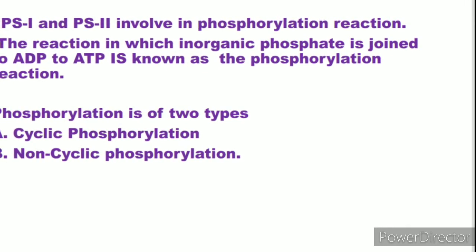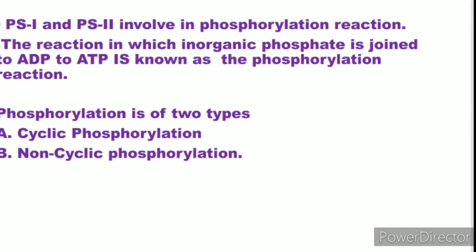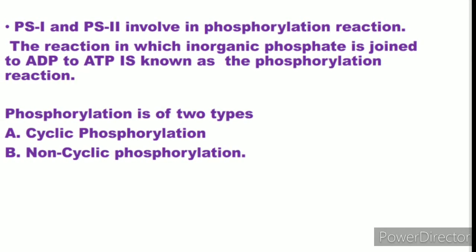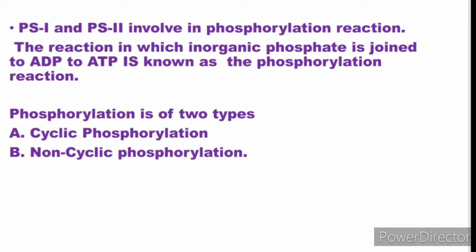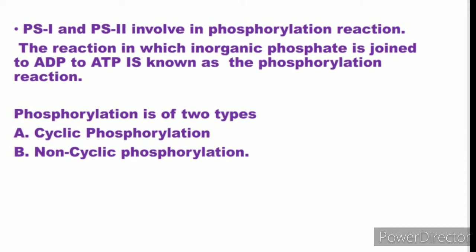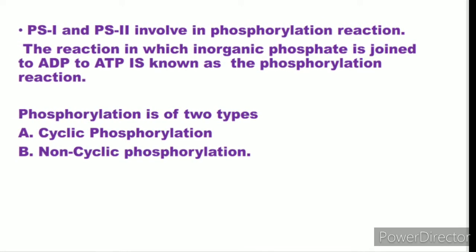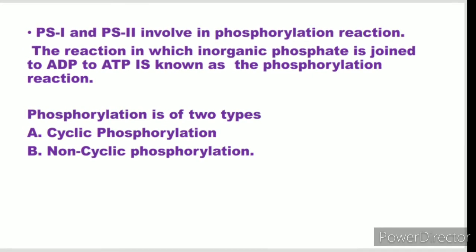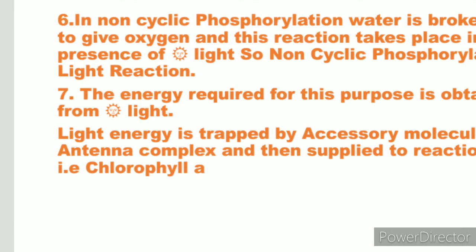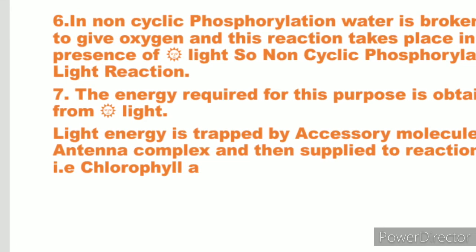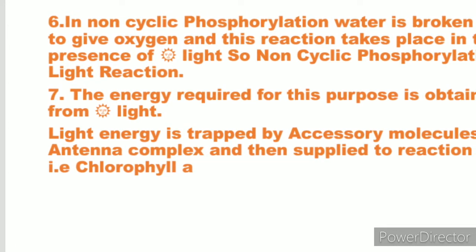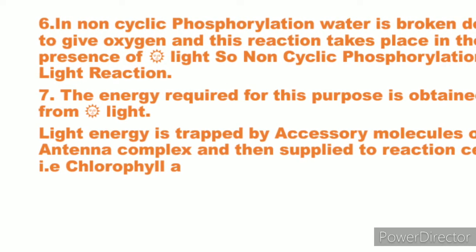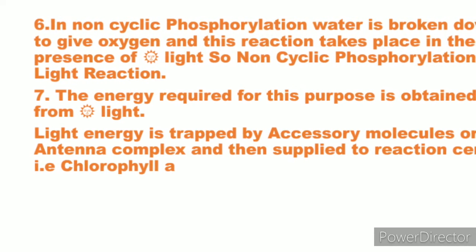Photosystem 1 and photosystem 2 are involved in the phosphorylation reaction. The reaction in which inorganic phosphate is joined to ADP to form ATP is known as the phosphorylation reaction. Phosphorylation is of two types, cyclic phosphorylation and non-cyclic phosphorylation. Non-cyclic phosphorylation takes place in the presence of sunlight, so non-cyclic phosphorylation can be considered as the light reaction. The energy required for this purpose is obtained from the sunlight.